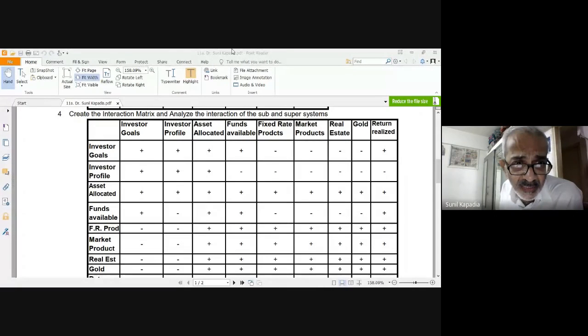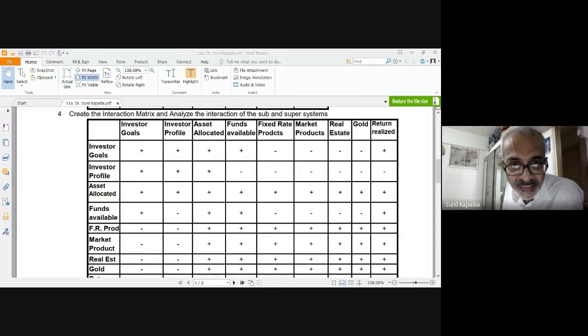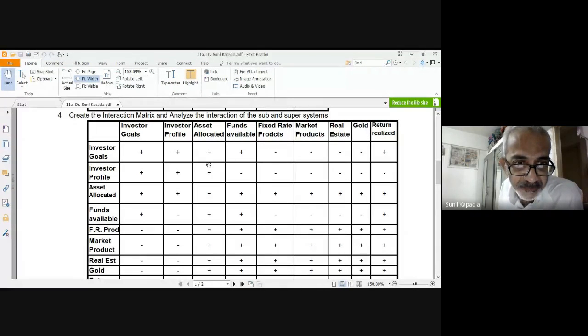Client and planner are basically the super system, and the rest of the things are subsystems. So I have defined plus and minus. I have kept the signing. We can go into deep diving, sir.